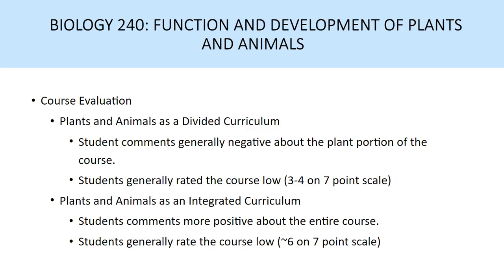So we set out on this path because students did not seem to like learning plant and animal biology as a divided curriculum very much. For that matter, the instructors teaching the course did not like the course very much either. Teaching plant and animal biology during separate halves of the course seems sort of like a shotgun wedding, or maybe at best, that a spoonful of human A&P helps the plant biology go down. In the divided curriculum format, student comments were often negative about the plant portion of the course.